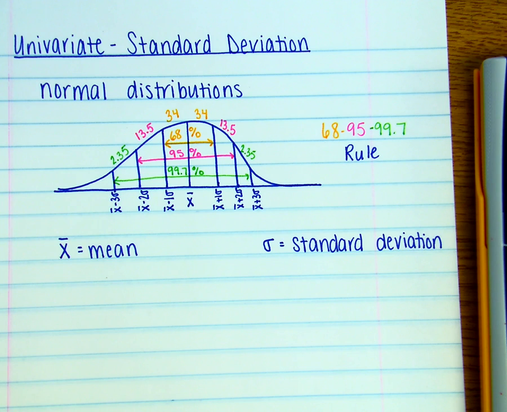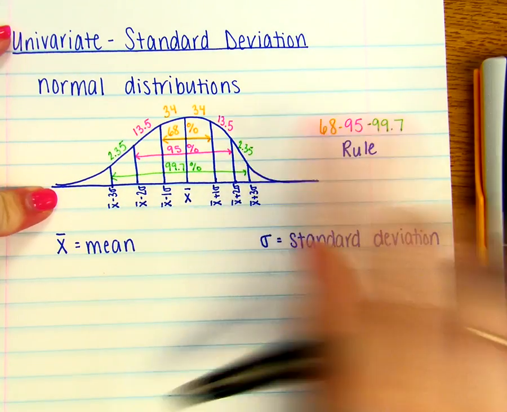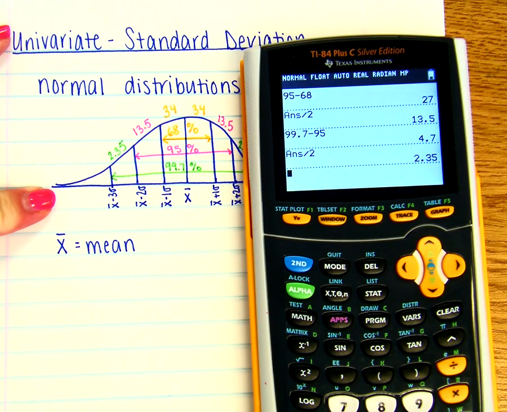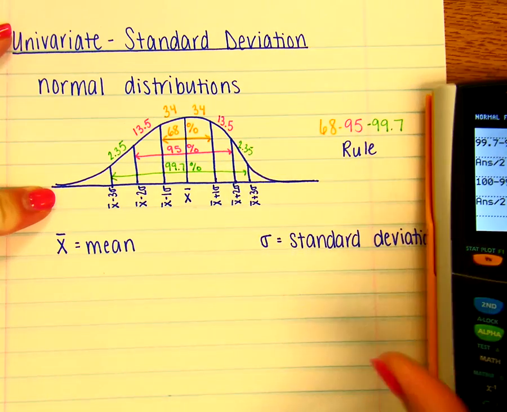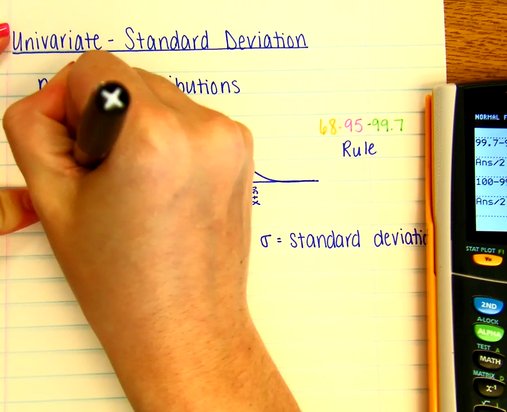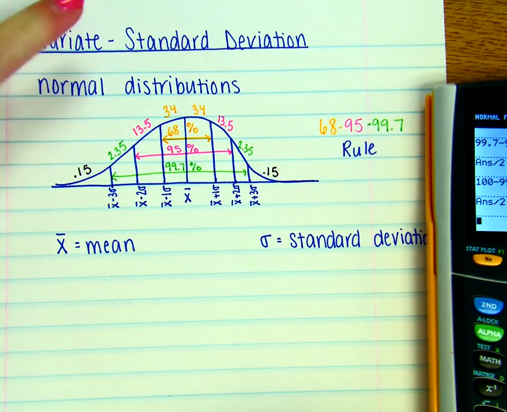Now, the whole entire normal distribution curve is equal to 100%. So I need to figure out how much these two little tails are, and I know that the whole thing is 100%, so I'm going to do 100 minus the 99.7 and divide it by 2, and I get 0.15. So that means 0.15 here, 0.15 here. So this is how much is all around our normal distribution curve and how much each box is worth.